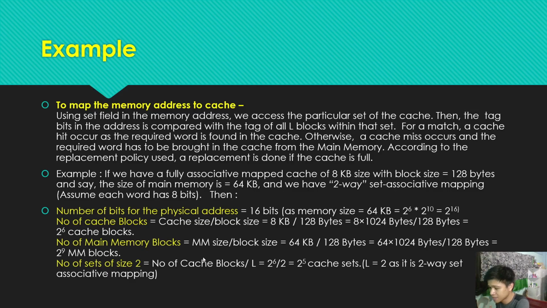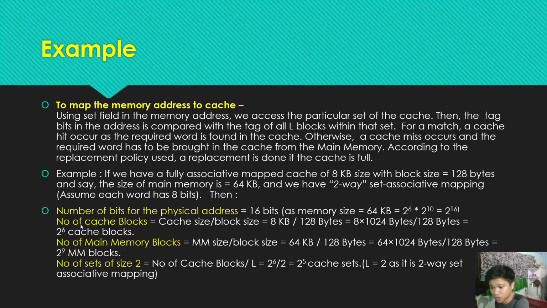And then the last one is the number of sets of size 2, which is equal to the number of cache blocks divided by L, which is 2 raised to 6 divided by L. It is a two-way, so L is equal to 2. So 2 raised to 6 divided by 2 is equal to 2 raised to 5 cache sets. L is equal to 2 as it is two-way set associative mapping. If it's three-way, then this is 3. If it's four-way, then this is 4. As you may have noticed, we have the same result in the number of bits for the physical address.